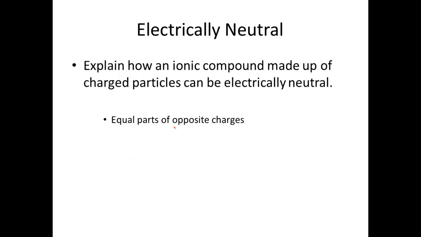Ionic compounds are neutral overall. So we've shown so far equal parts of opposite charges. If you have a sodium that's a plus, it's going to combine with fluorine that's a minus, in a 1-to-1 ratio, so overall sodium and fluoride would be balanced. So overall the compound's neutral even though it's made up of positive and negative charges.